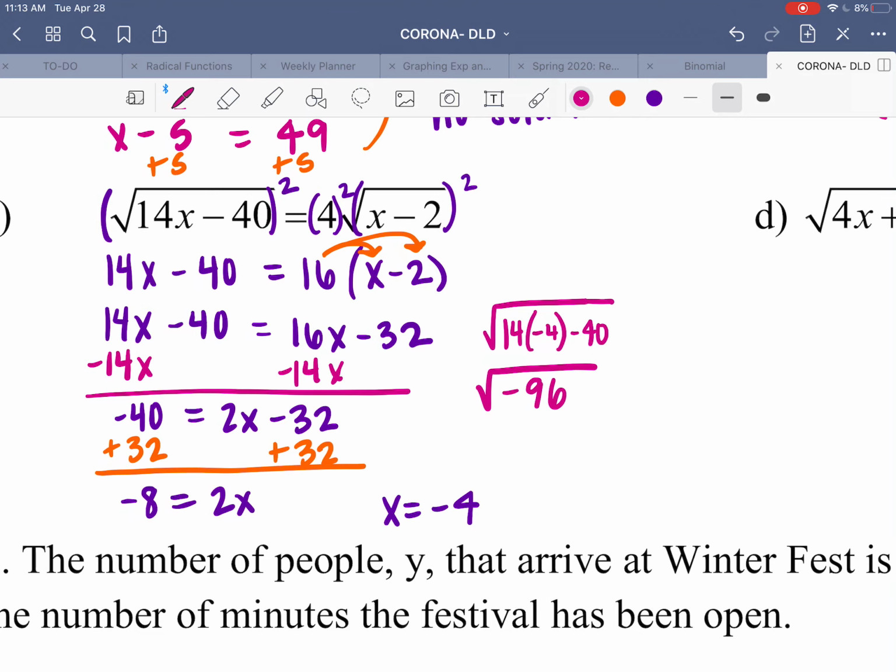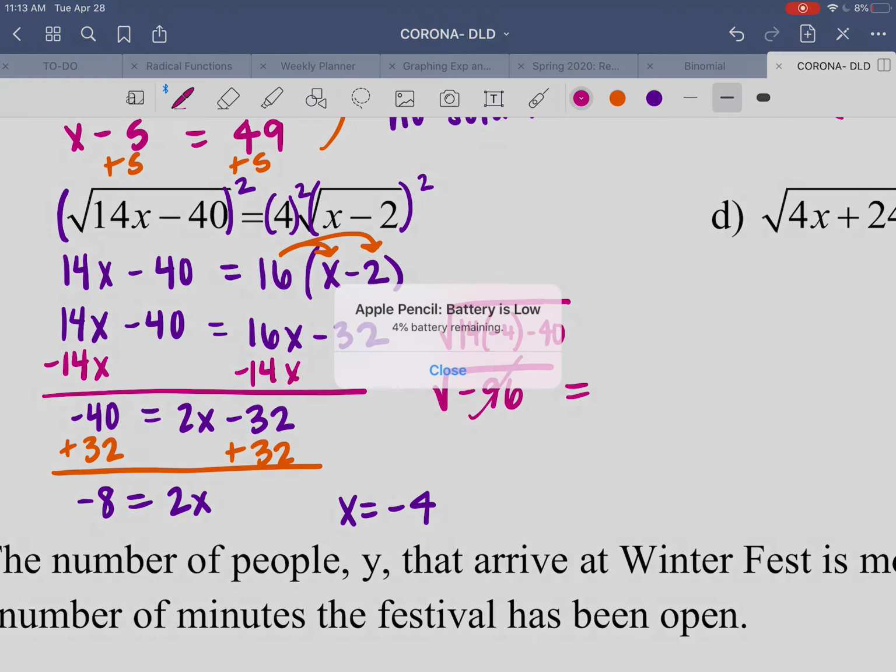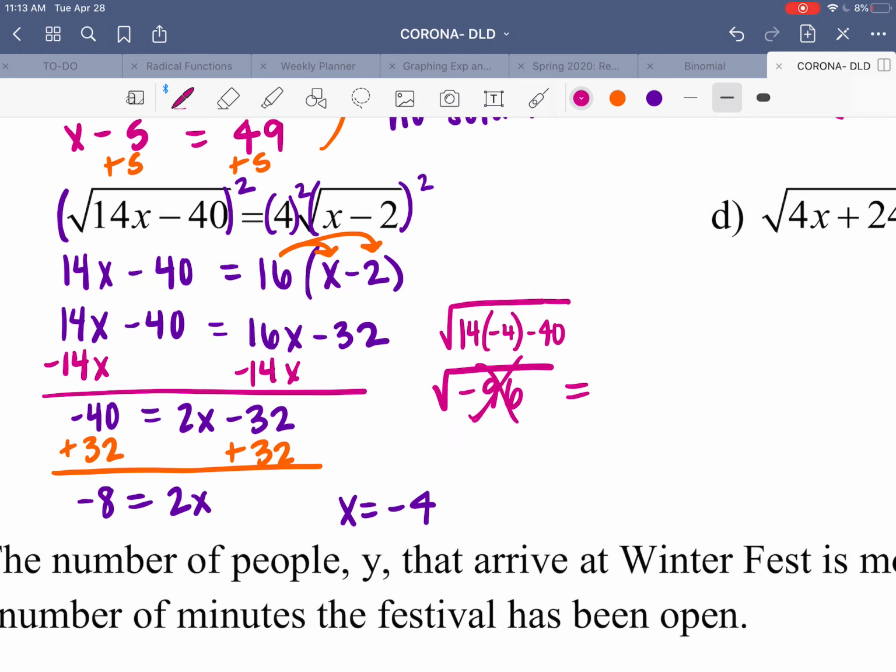Which you cannot take a square root of a negative, so you already know that that's not going to be equal. But just in case you want to try the other side as well, you would have the square root of negative 4 minus 2, and again, you can't take the square root of a negative, so this one is going to be no solution.